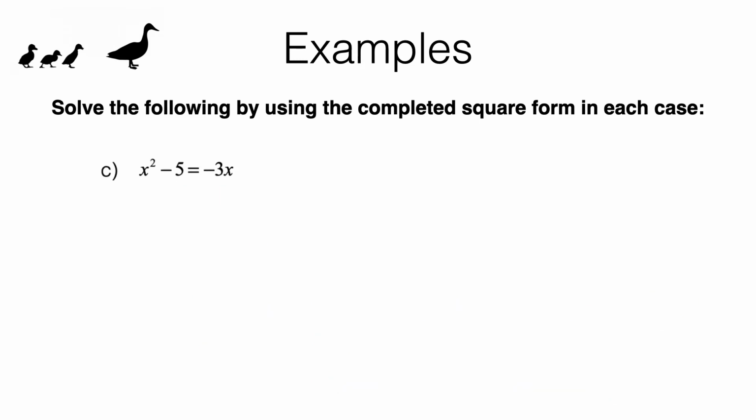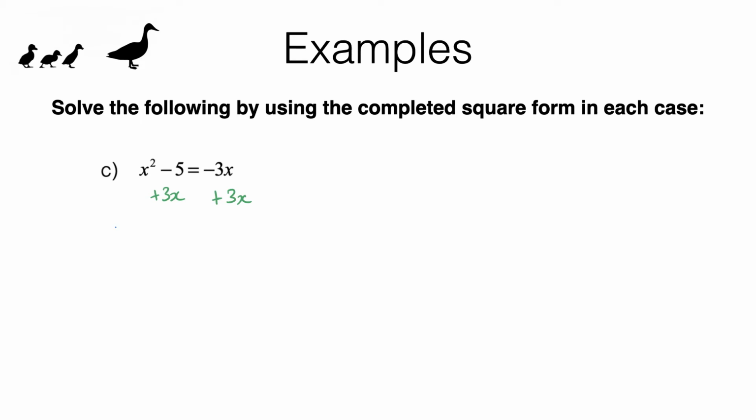Here is example C. First of all, notice that we don't have an expression in completed square form here. Also, I've got x's on both sides of the equation. So first I'm going to collect the x's onto one side. In this case, I'm going to choose the left-hand side. And I'll do that by adding 3x to each side.